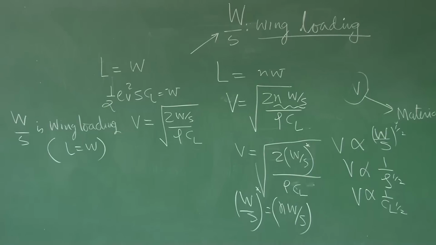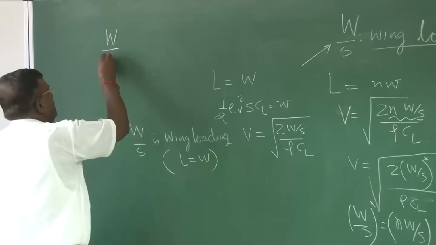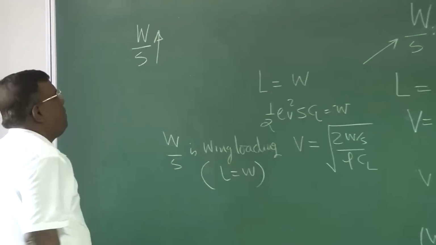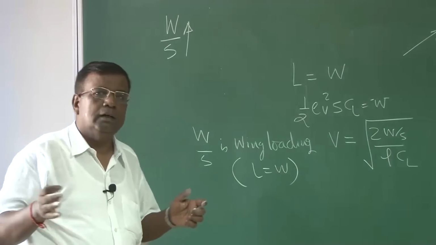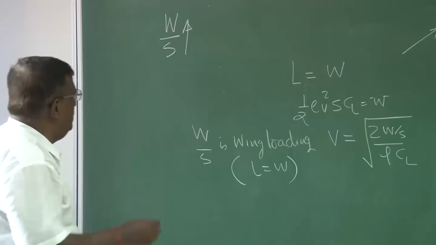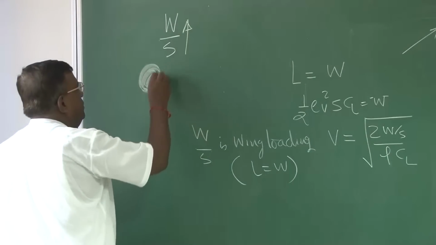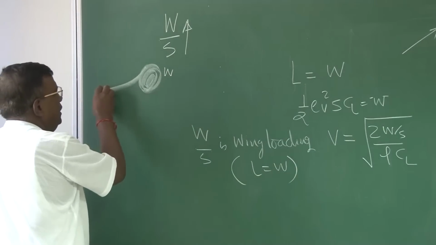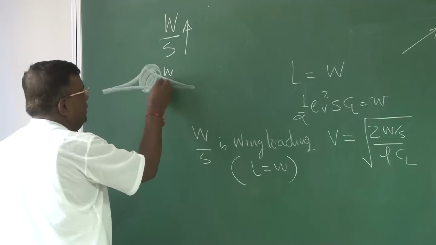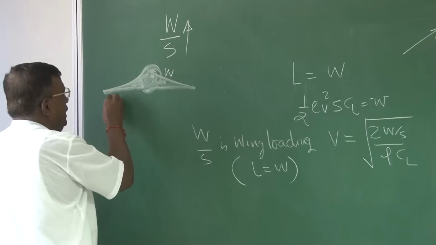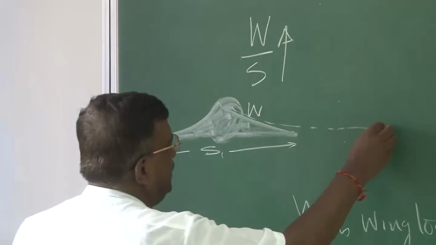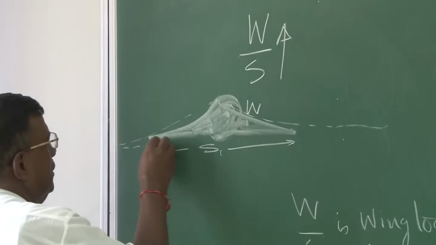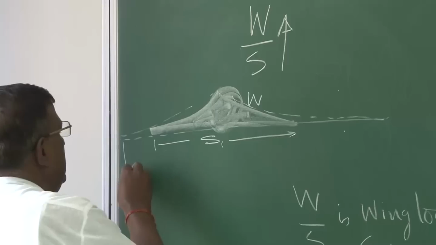You could easily understand, if I go on increasing the wing loading, what does it mean? If I go on increasing the wing loading, that means I am reducing the wing area. For example, if I have a mass or weight W, I flatten it, and let's say W remains the same and the area is S1. Second case, same thing, but I flatten it further, and that time the area is S2.